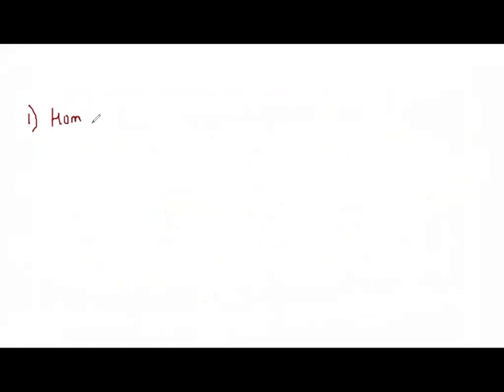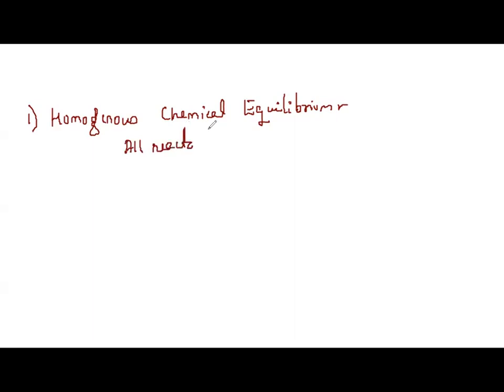Homogeneous chemical equilibrium. So homogeneous chemical equilibrium means what? And then we will see what is heterogeneous chemical equilibrium. The equilibrium reaction in which all the reactants and products are in the same phase. They are in the same phase.